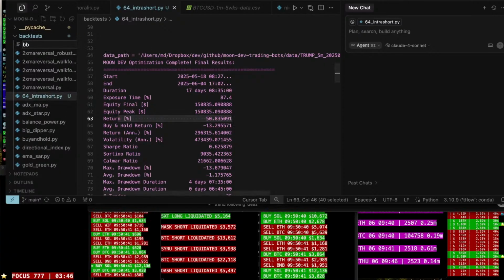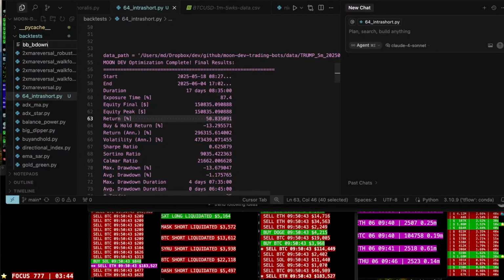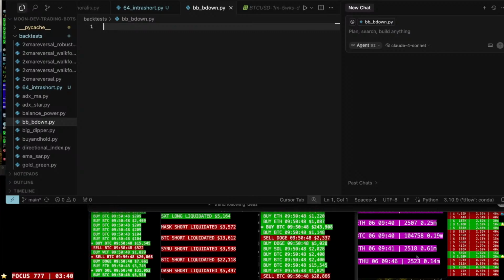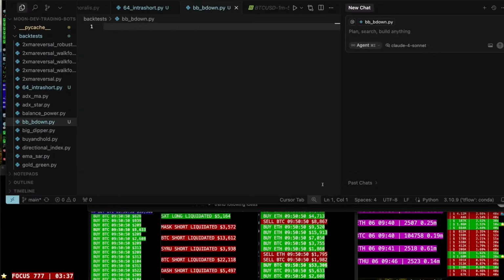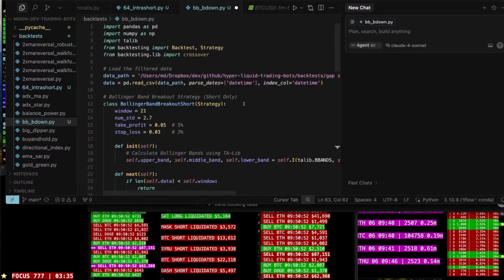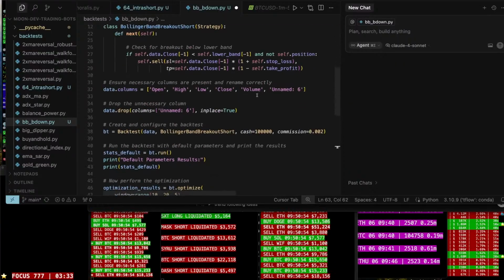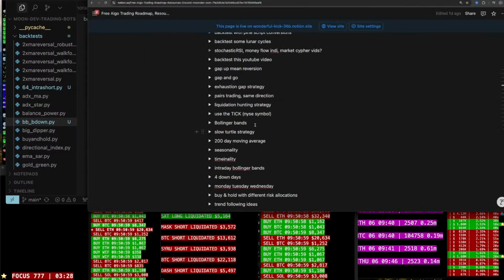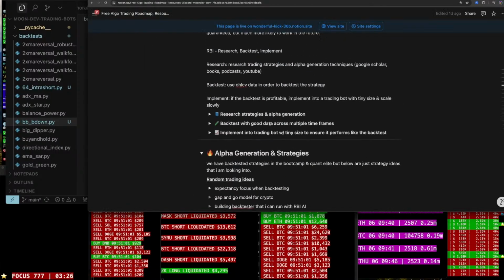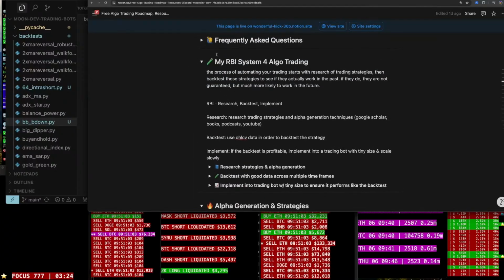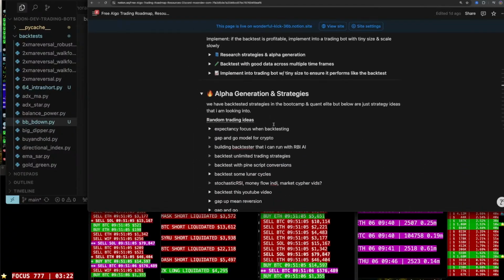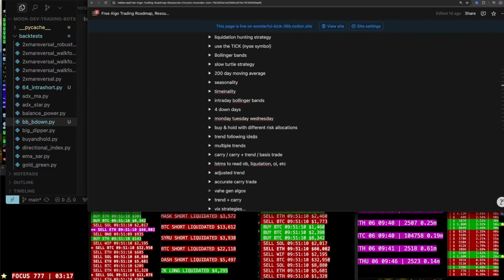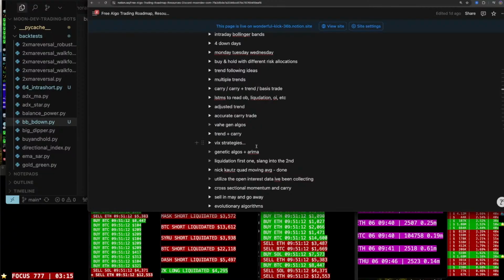I'm going to call this BB bdown.py. And I think there's a couple Bollinger Band ones here, but you can see I just copied this code in here. This is my template code that I have in that free resource on moondev.com. I just pulled it from the backtesting part of the RBI system. Intraday Bollinger Bands. There was a Bollinger Band one that I wanted to look into here.